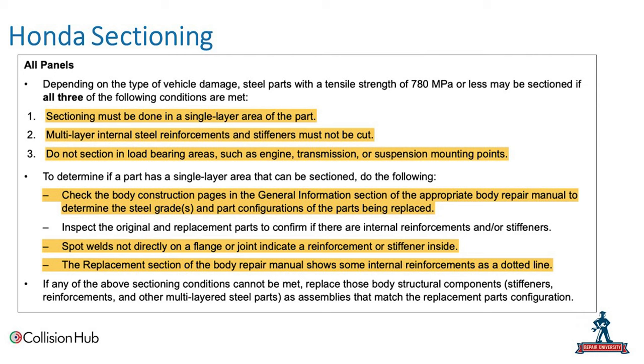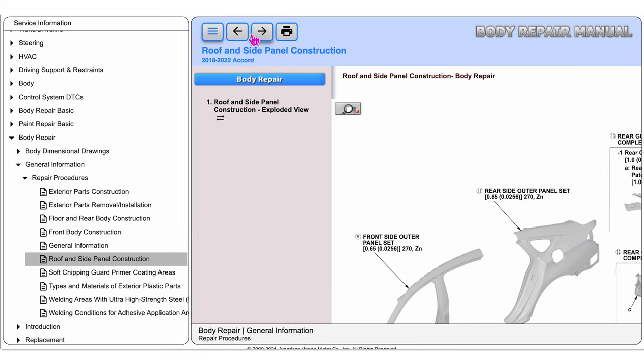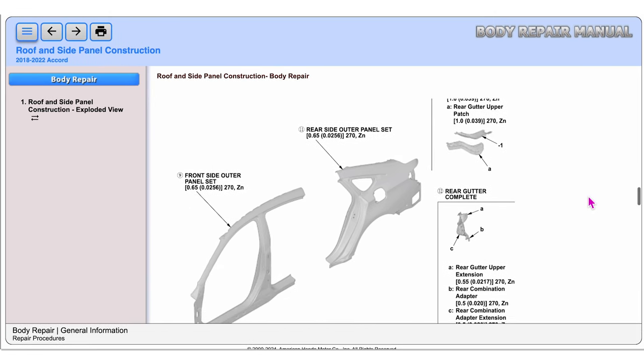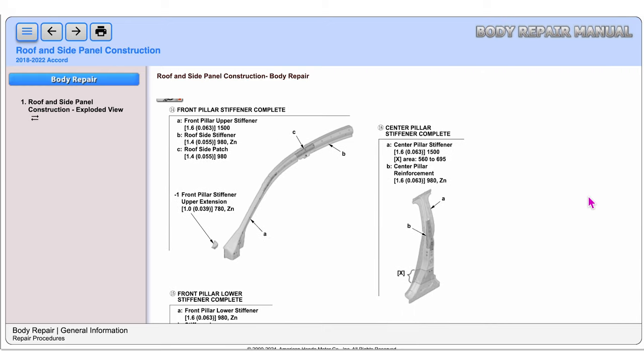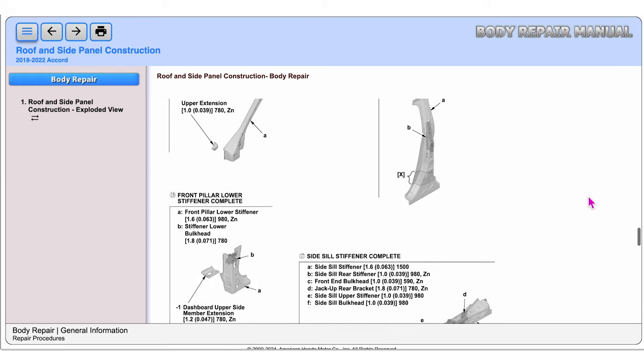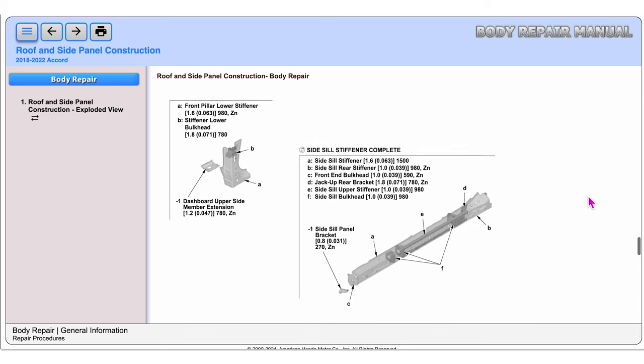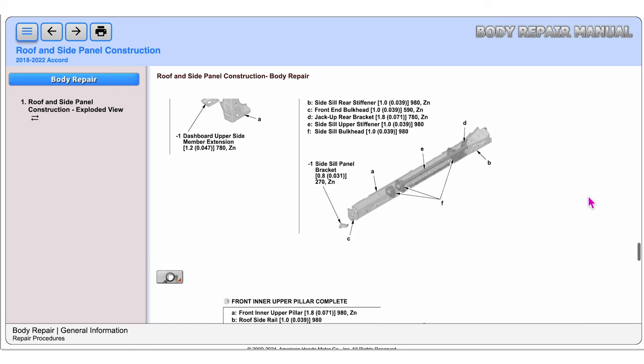To determine if it has a single layer area, check the body construction. Again, thank you OEMs for making that available so that we can see how those parts are configured, how that layering takes place, how the stacking is, so that we know what we're dealing with. Very, very beneficial. I think it's an area that technicians probably don't spend enough time looking at. They open the manual, they go right to the section procedure and carry on. I like looking at those cross sections to know exactly what I'm dealing with in those areas.